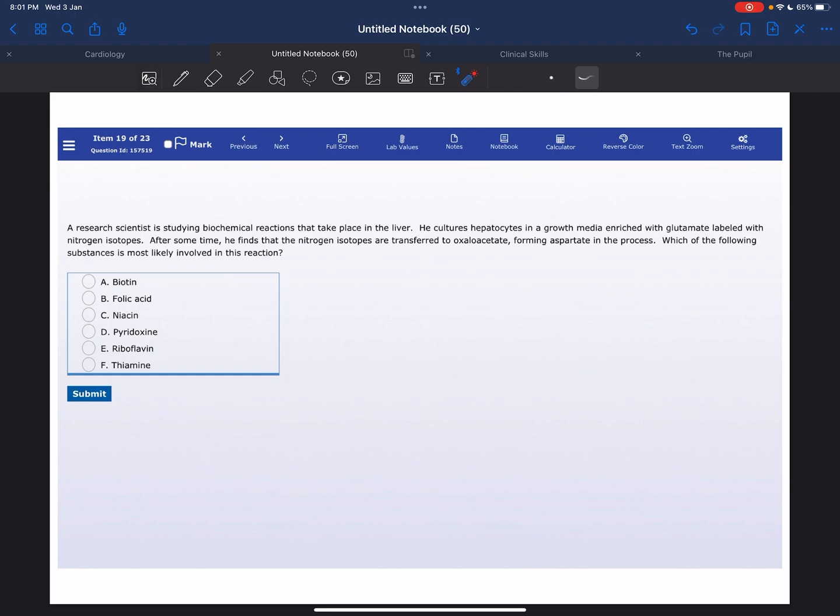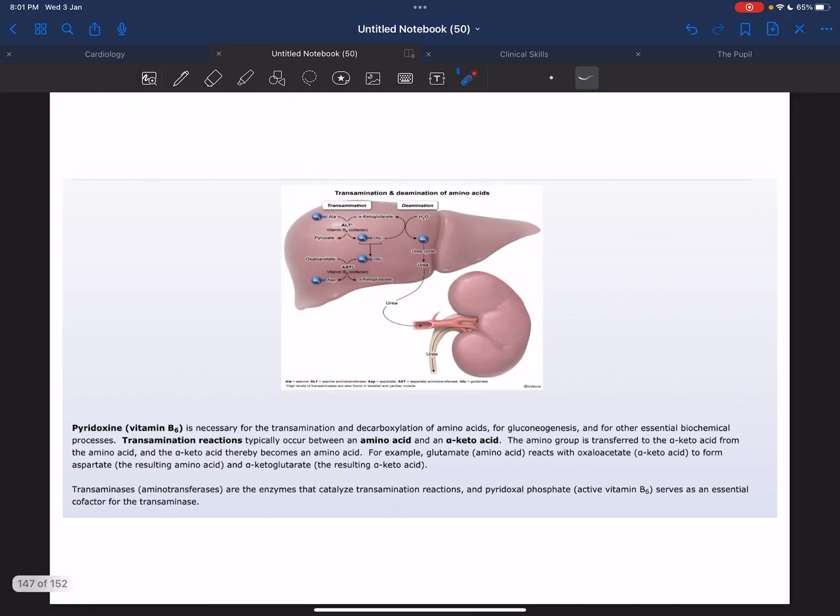The correct answer here is D, which is pyridoxine, because transamination reactions typically occur between an amino acid and an alpha keto acid. The amino group from the amino acid is transferred to the alpha keto acid, and the alpha keto acid in turn becomes an amino acid. Pyridoxal phosphate, which is the active form of vitamin B6, serves as a cofactor in the amino acid transamination and decarboxylation reactions. And now we're going to read the UWORLD explanation.